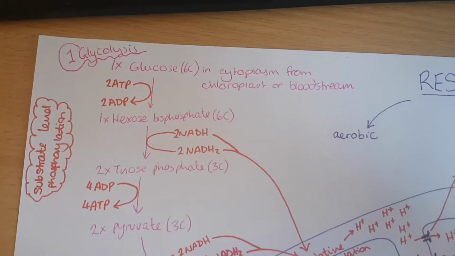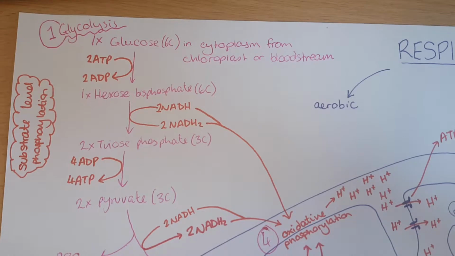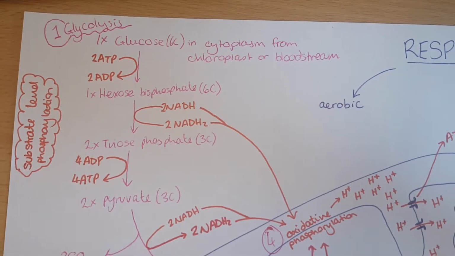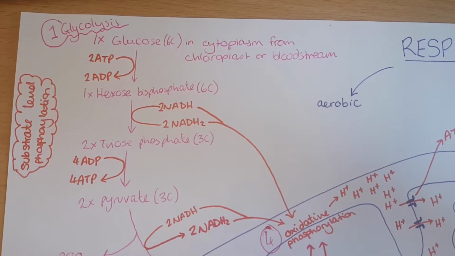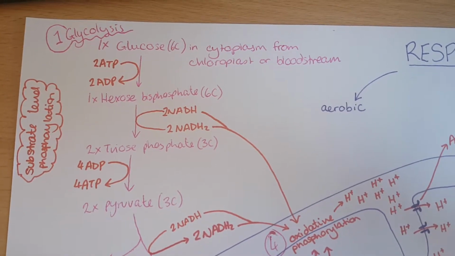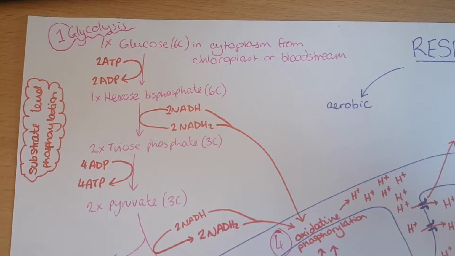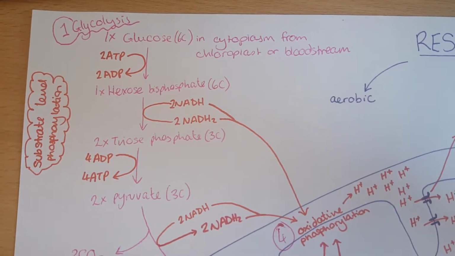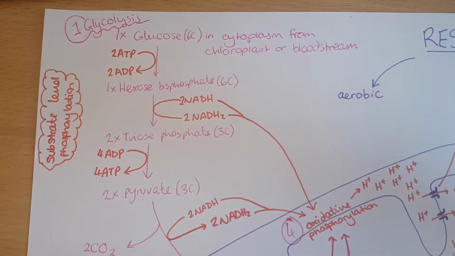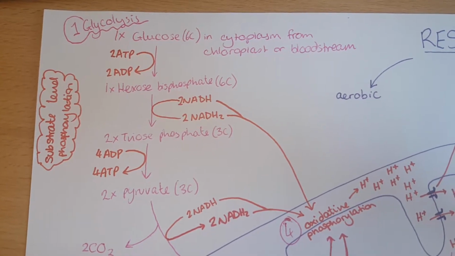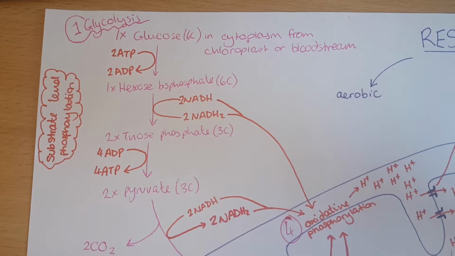Okay, so first stage, glycolysis occurs in the cytoplasm. In comes your one glucose molecule from your food, from your bloodstream, tissue fluid, or maybe from the chloroplast if this was a plant cell. We add in two ATP molecules. They donate a phosphate group each, which is phosphorylation, to turn glucose into hexose bisphosphate. So basically glucose with a couple of extra phosphate groups stuck on.